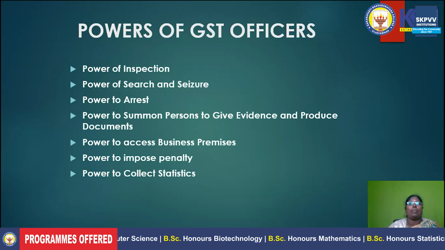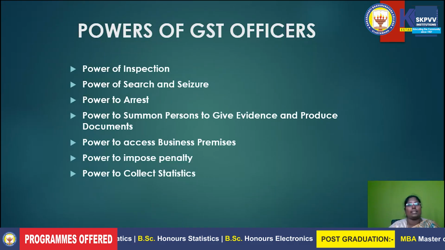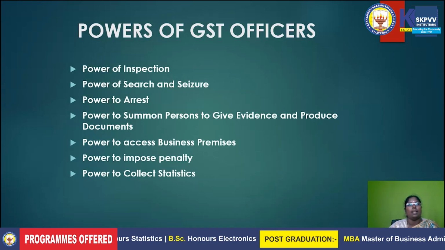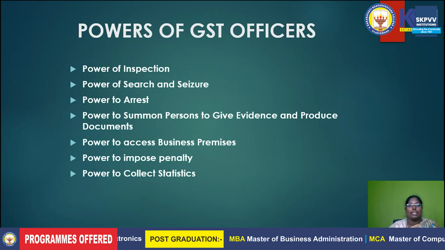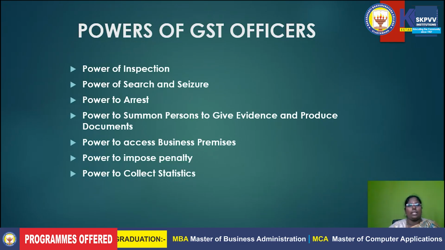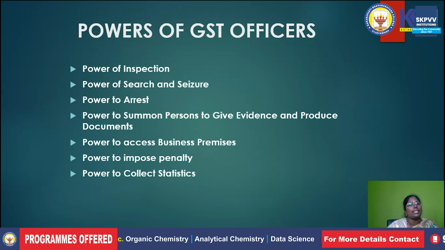So, power to impose penalty. Previously we discussed the different kinds of penalty, like delay, fraud, committed frauds, unnecessary frauds, changing of the threshold limits, changing of the GST rates. Whatever they find, they give some kind of penalty, through a cash penalty, or in terms of finance, or sometimes jail. Last one, power to collect statistics.